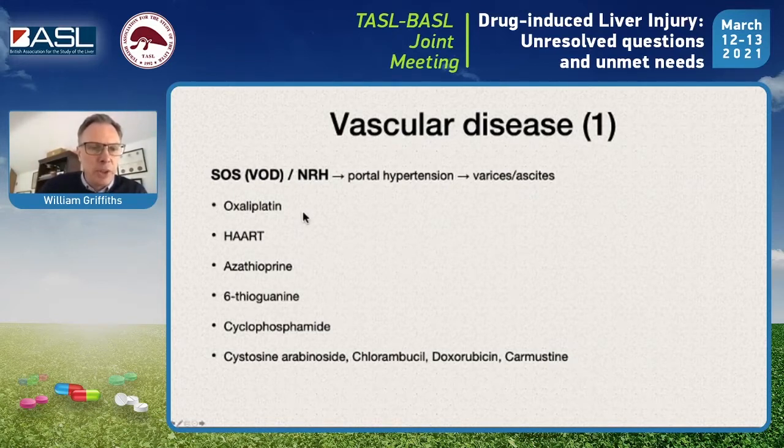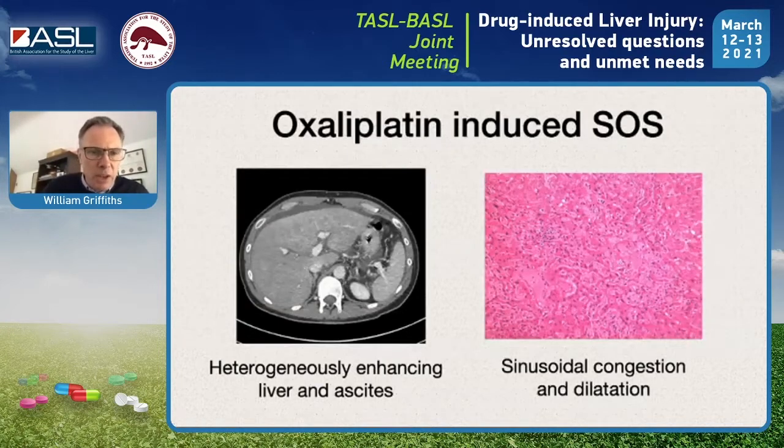And there are a number of drugs which have been implicated in these syndromes, chiefly chemotherapeutic agents, but also antiretroviral treatment, azathioprine. Just going to show some examples of this. This was a patient who we came across only a few weeks ago, a 39-year-old man who had been treated for colorectal cancer and had a liver metastasis and was receiving oxaliplatin chemotherapy, and a couple of months in started to develop abdominal pain and swelling and abnormal liver function tests.